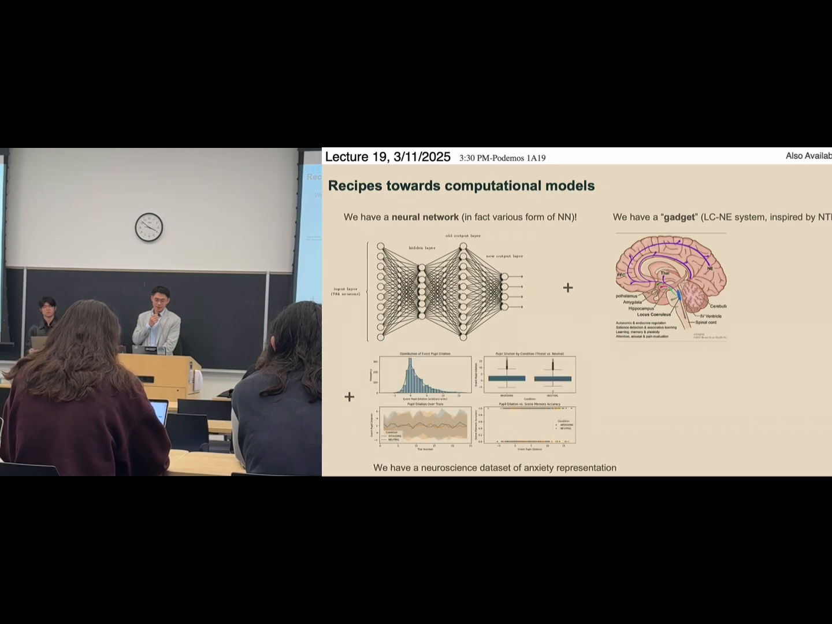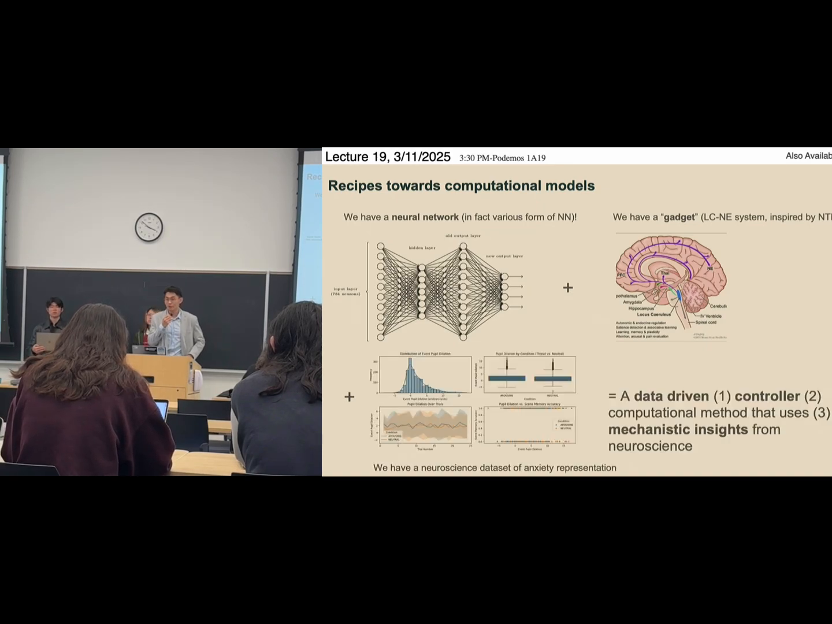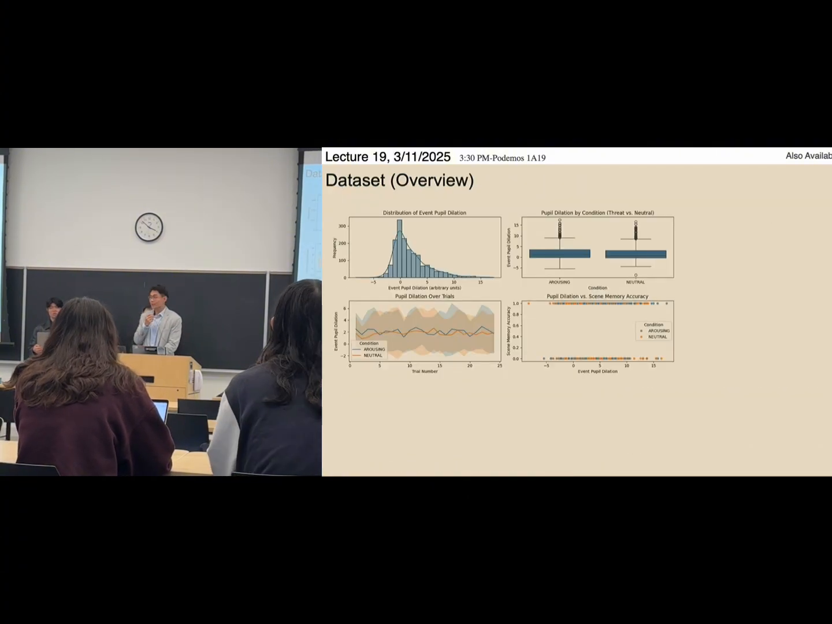Basically, the recipe for computational models is data-driven. There is some sort of model that we use, and here's a neural network, and then we have this gadget here that tries to pretty much imitate the LC system, and then we fit to a neuroscience data set, the behavioral data set that Ivy was describing earlier. Cool. So the data set, just to give everyone a quick overview.